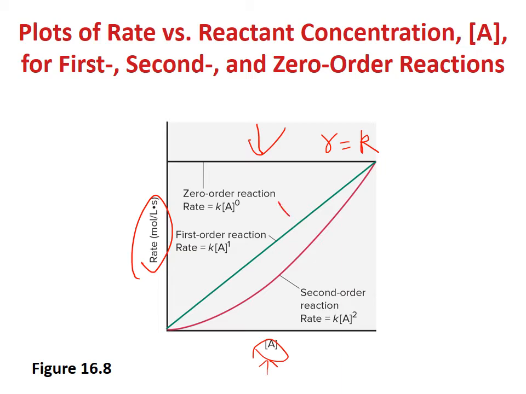For the first order reaction, the plot is an upward sloping line because the rate is directly proportional to A, to the concentration. For the second order reaction, the plot is an upward sloping curve because the rate increases exponentially with the concentration of A.